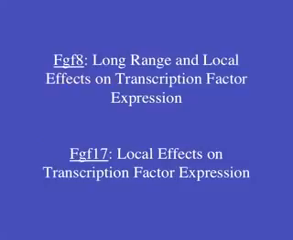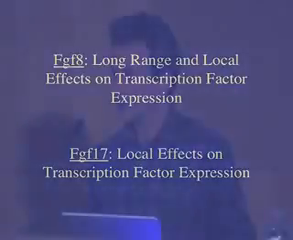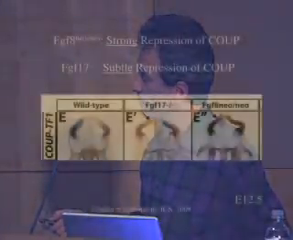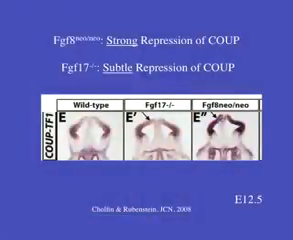So FGF8 has long-range and local effects on transcription factor expression. I'm going to show you that FGF17 primarily has local effects on transcription factor expression in the progenitor or stem cells of the developing frontal cortex. So here's our friend CoupTF1, high ventral, low dorsal in a wild type. In the FGF8 hypomorph, you can recall that CoupTF1 expression gets very strong, and you can see its expansion very robustly into the dorsal cortex in the FGF8 hypomorph.